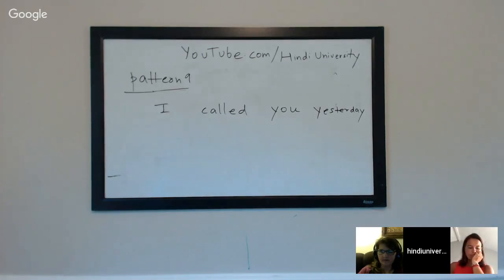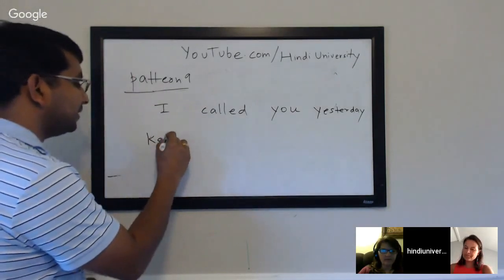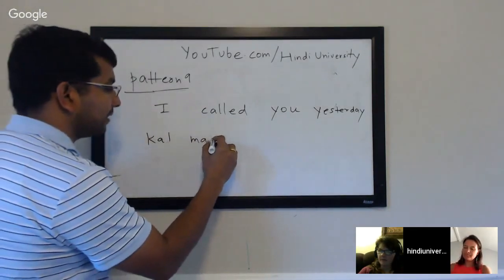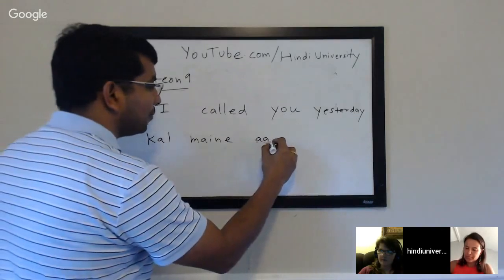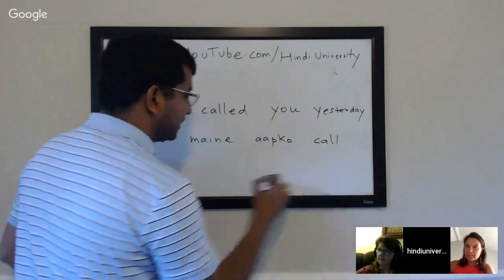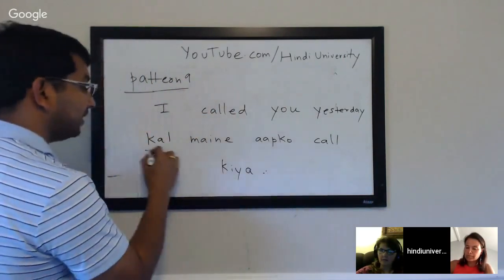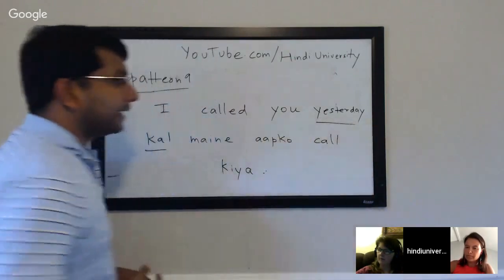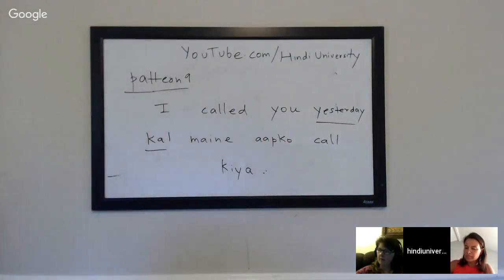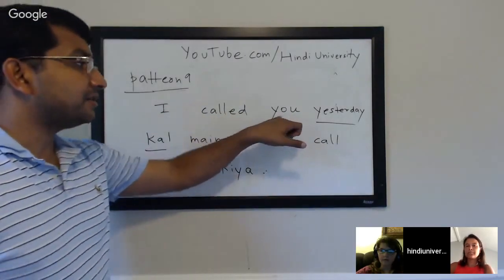So in this one, I called you yesterday. Elan is saying, okay, awesome. So she's saying kal मैंने आपको phone call or call किया. And that's absolutely correct, right? Because kal is nothing but yesterday, and you can tell it's a sentence written in the past tense. Okay, I called you.